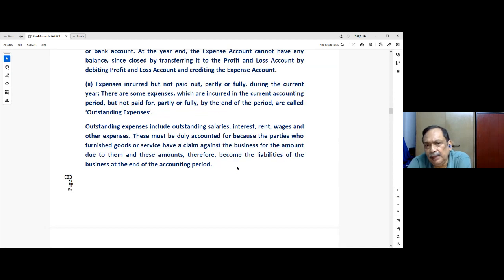These must be duly accounted for because the parties who furnish goods or service have a claim against the business for the amount due to them, and these amounts therefore become the liabilities of the business at the end of the accounting period. So expenses incurred but not yet paid will be treated as a current liability of the accounting period and will be treated accordingly.